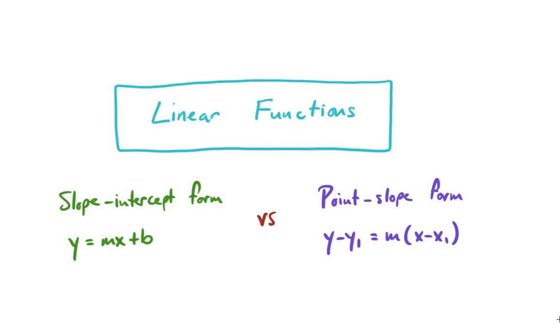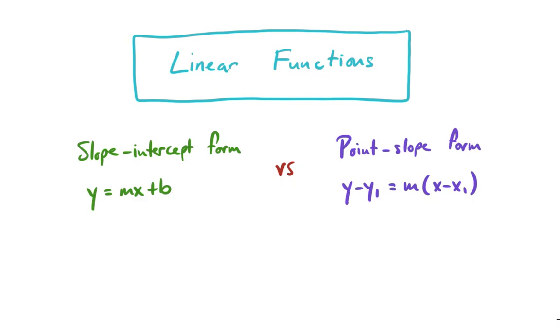This video is going to be about linear functions, or more generically, lines. What do equations and graphs of lines look like? So let's start with talking about slope-intercept form, which is what most people are familiar with, y equals mx plus b, and point-slope form, which is this: y minus y1 equals m times x minus x1. Both of these forms are just different ways to write equations, and they both have their own purposes.